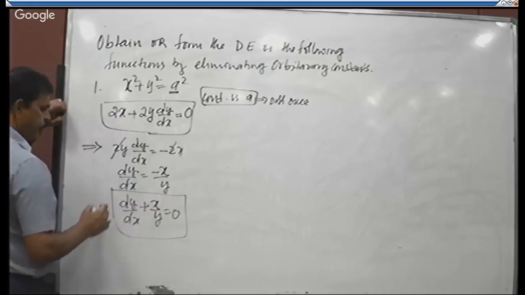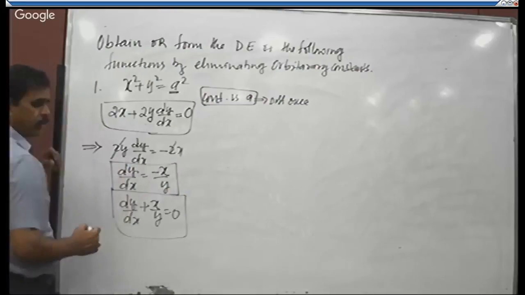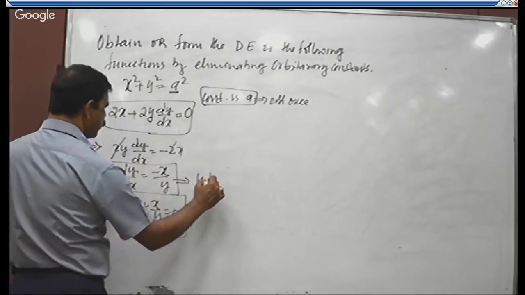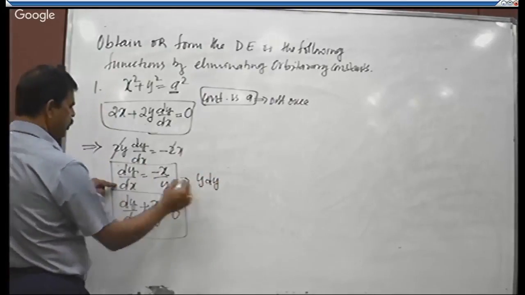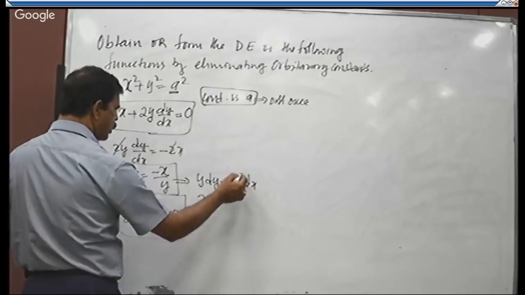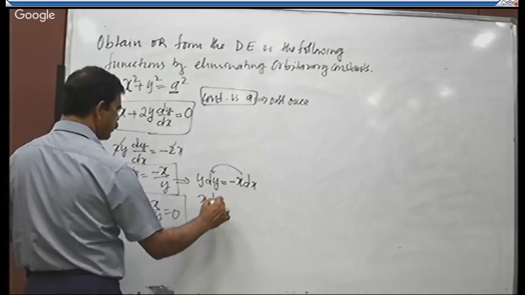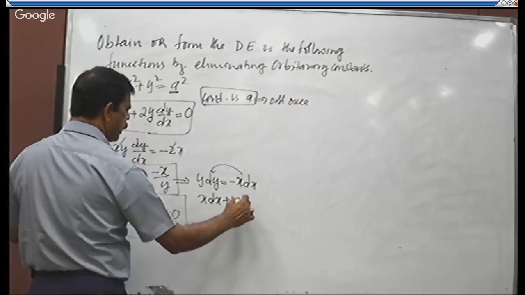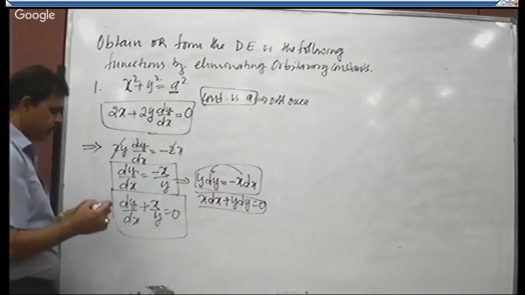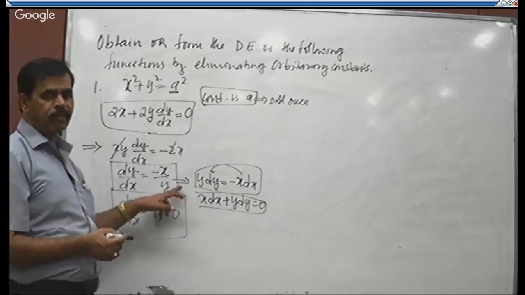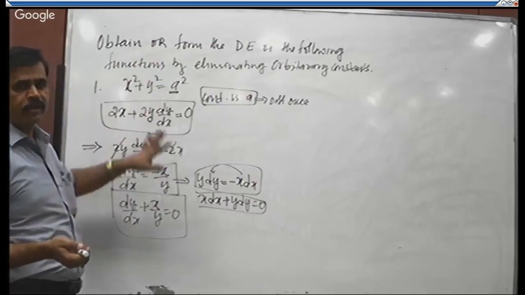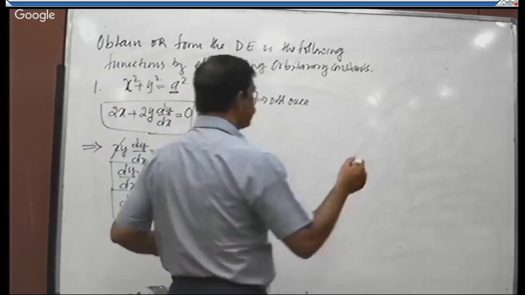This may be one of the forms, or this may be another form, or from this we can write it like this: y into dy is equal to minus x into dx. Or you take this side, minus x becomes plus x dx plus y dy is equal to 0. So in these forms, you can write or mention any one form, right? See, after differentiating one time, the constant is eliminated automatically. Let us take the second example.